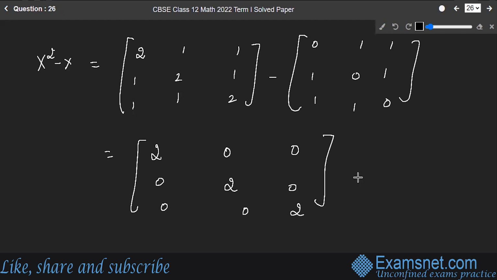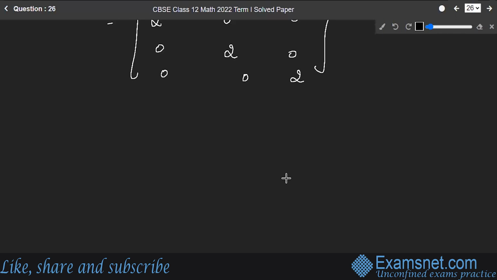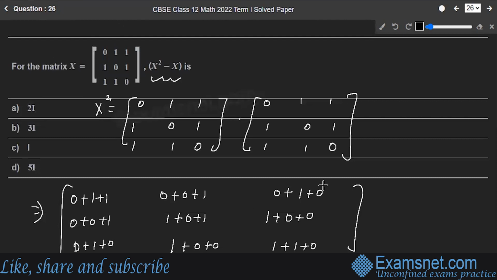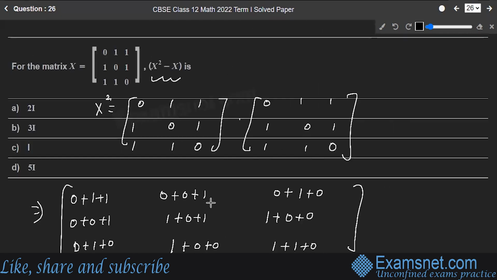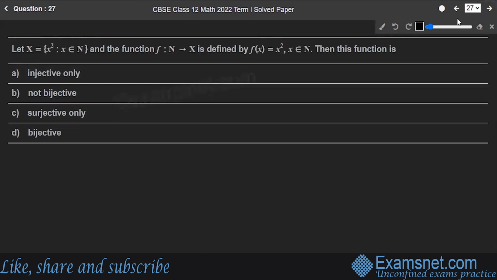So this is a diagonal matrix. I'll take the 2 outside now. This will be 2 times the identity matrix: 1 0 0, 0 1 0, 0 0 1. So this is the answer to the question. This is nothing but your identity matrix, right? So this will be 2 into I. That makes option A the answer for this question. Hope you got that. Let's move to the next question, number 27.